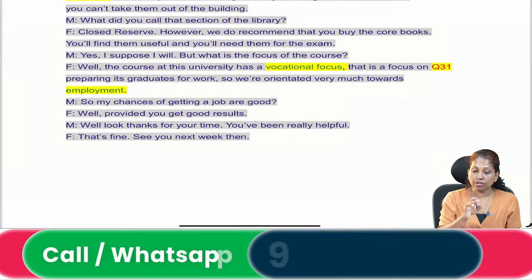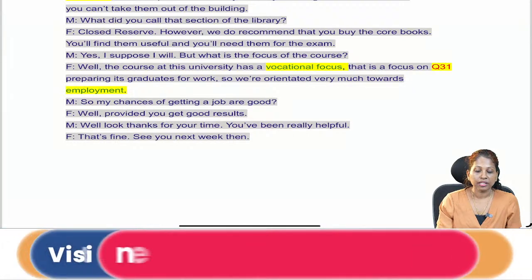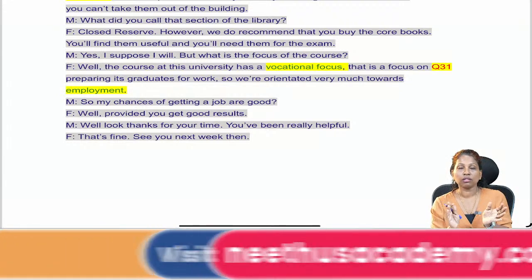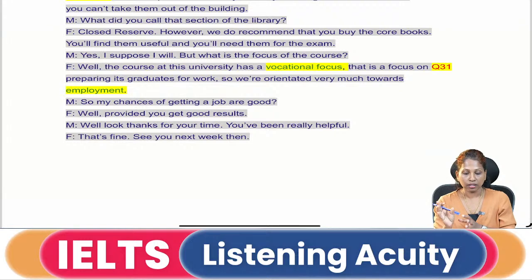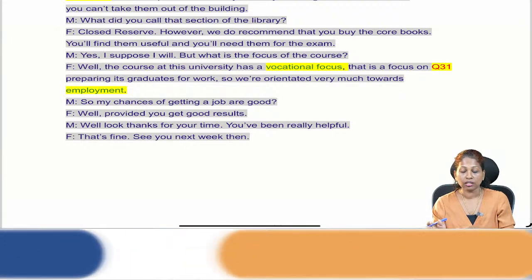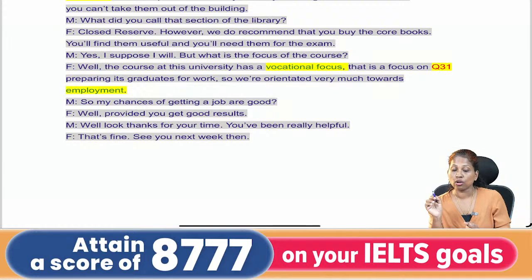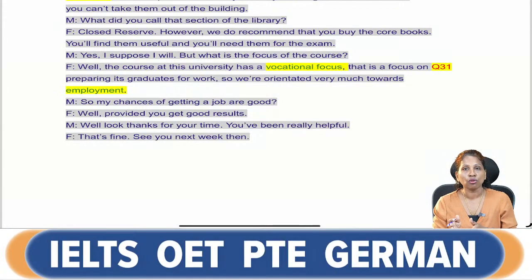Now, where were we? We were looking for the focus of the course, which says it has a vocational focus, that is the focus on preparing its graduates for work. So we are oriented very much towards employment, right. So you can either write vocational, or the focus on vocational, or you can also write, because before the blank there was focus on what, where we are oriented. Oriented is again synonymous to focus.